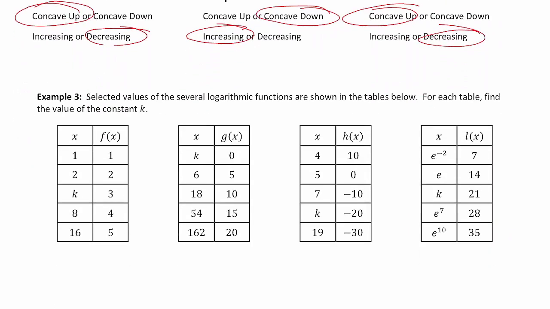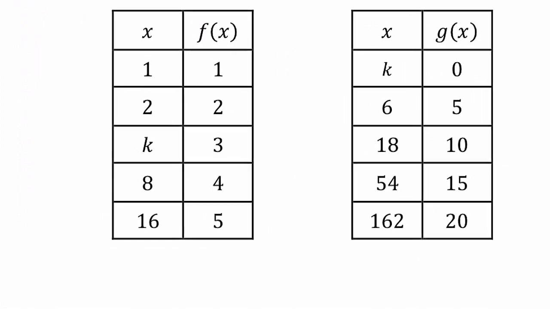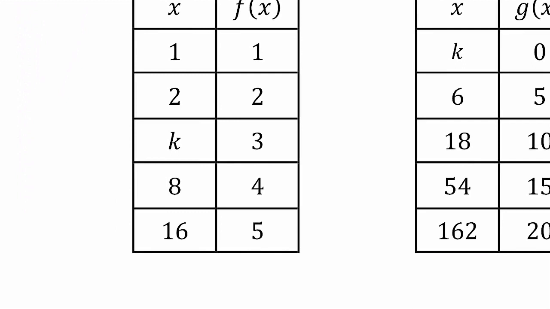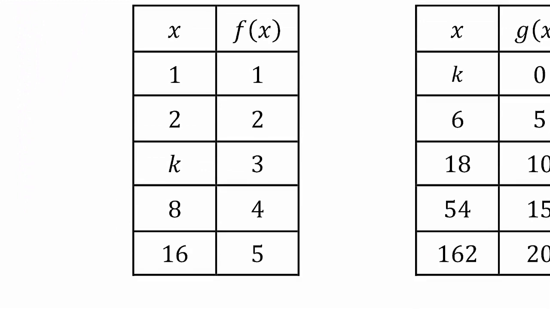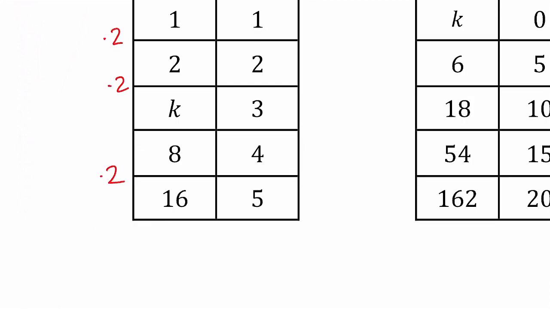All right, now let's move on to these tables. Selected values of several log functions are shown in the tables below. For each table, find the value of the constant k. So since I know the behavior for any given log, it's multiply adds. As long as I find the multiplicative factor, I should be able to figure out exactly what k is. So to get from 1 to 2, I should multiply by 2. From 2 to k, I should also multiply by 2. And you can also see that from 8 to 16, I'm multiplying by 2. So if I had to assume what k is, k should be equal to 4.